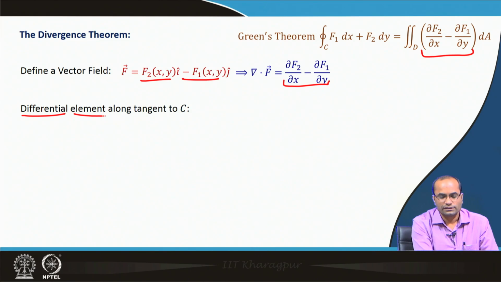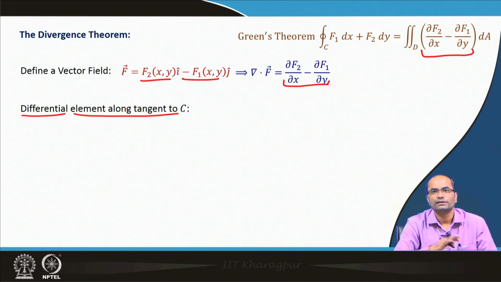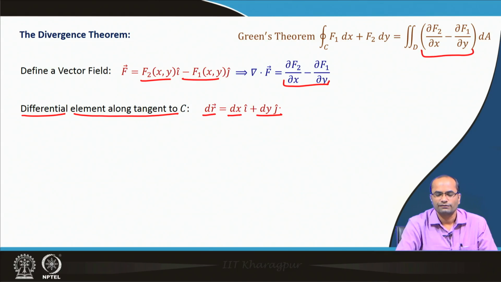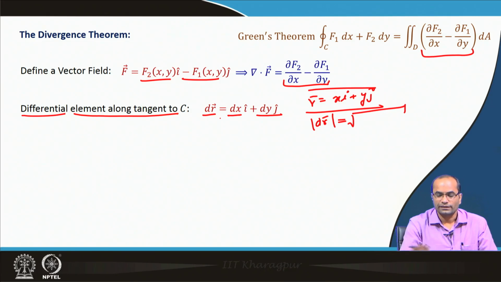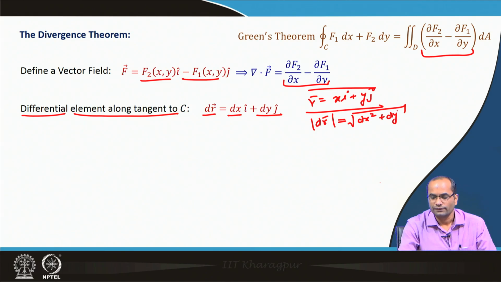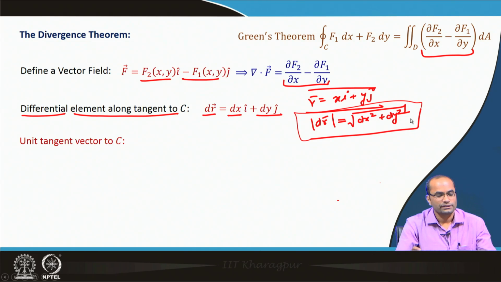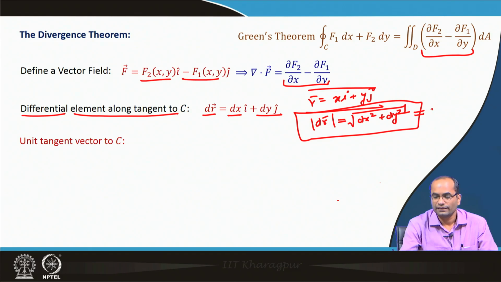From the knowledge we gained in the previous lecture, the differential element along the tangent, that is dr, the derivative of r, can be written as dx i plus dy j, because r is usually x i plus y j. So dr, the differential element on the tangent, has first component dx and second component dy. Now, if we divide by its length, the magnitude, which is the square root of dx squared plus dy squared, which we defined earlier, we can call it ds.